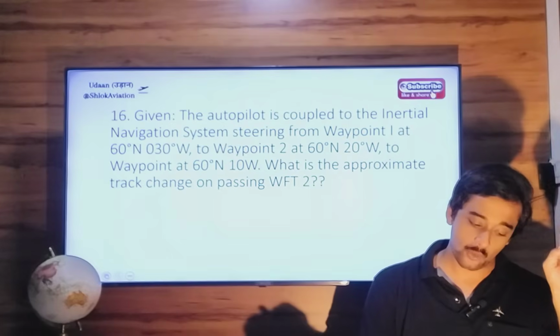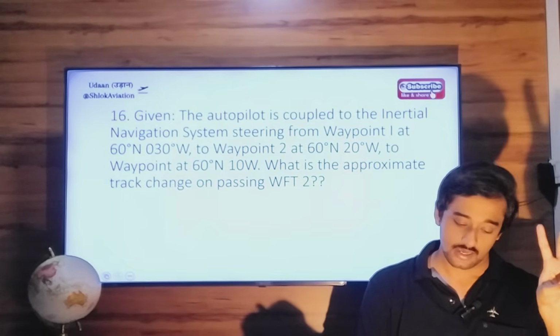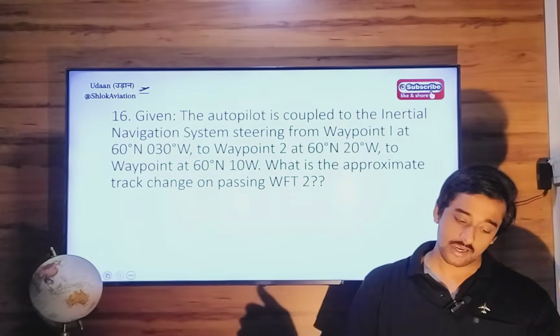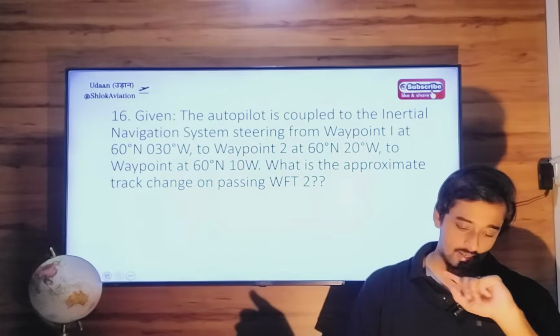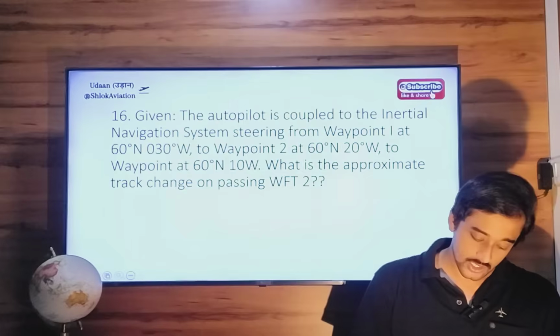Next, you're traveling from waypoint 1 to waypoint 2 to waypoint 3. Three waypoints are given. All three are at the same latitude: 30 west, 20 west, 10 west. What is the track change when you pass waypoint 2? So let's draw this.